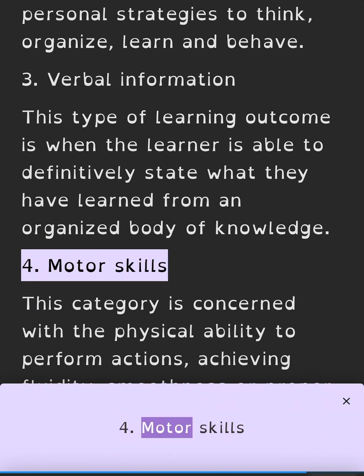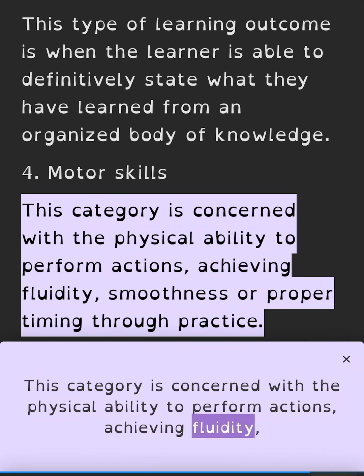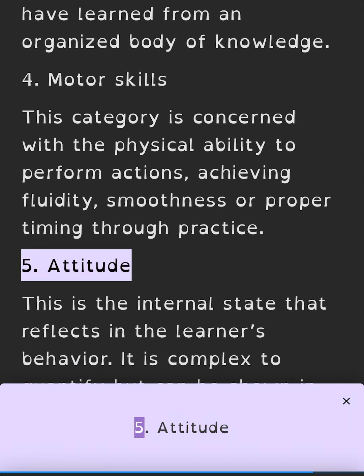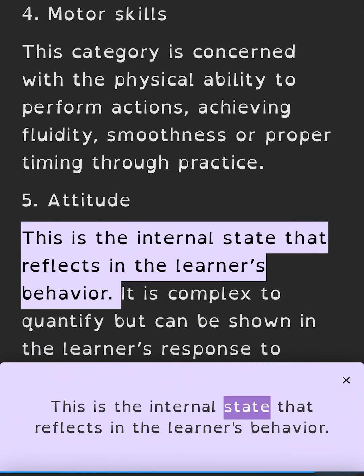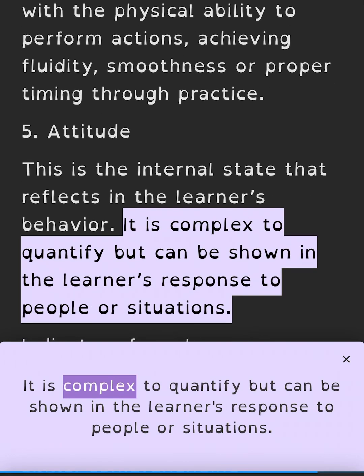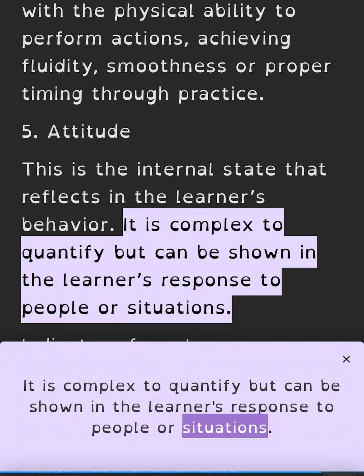4. Motor skills. This category is concerned with the physical ability to perform actions, achieving fluidity, smoothness or proper timing through practice. 5. Attitude. This is the internal state that reflects in the learner's behavior. It is complex to quantify but can be shown in the learner's response to people or situations.